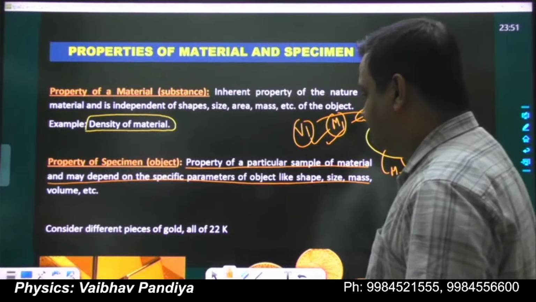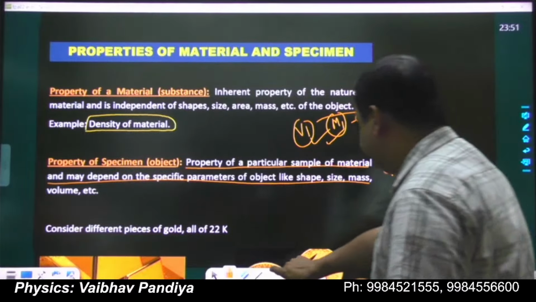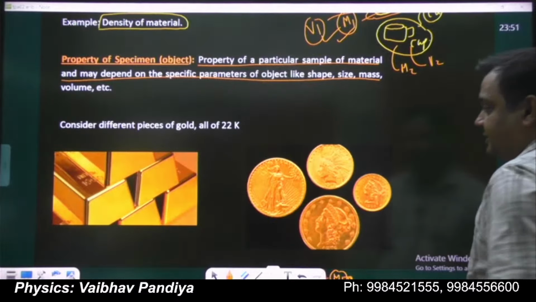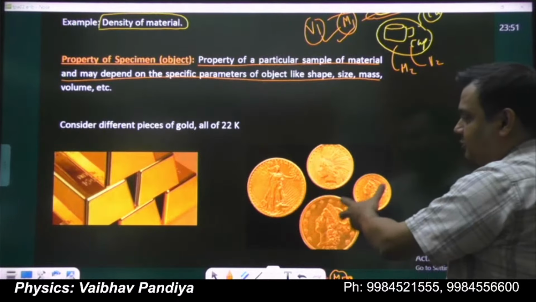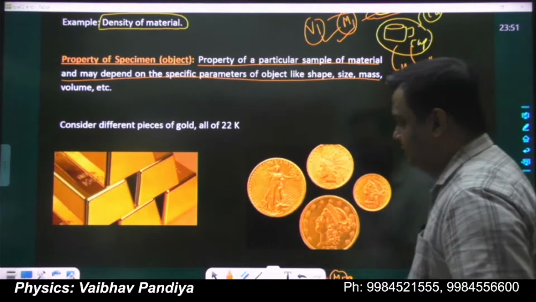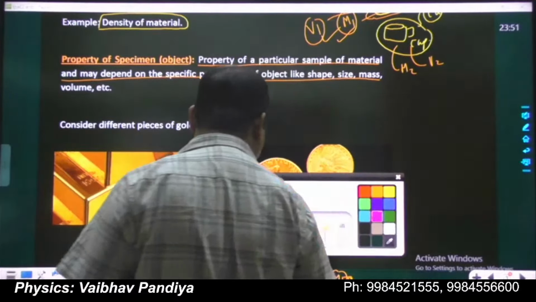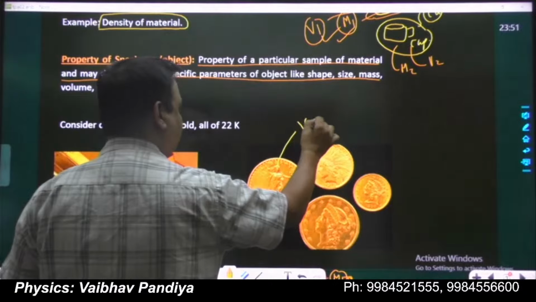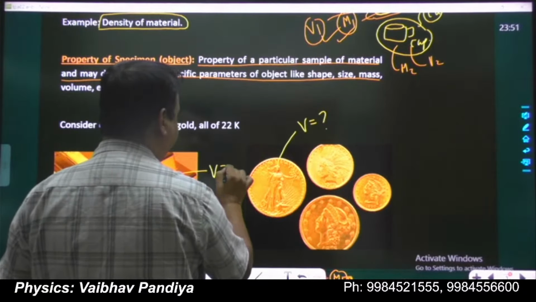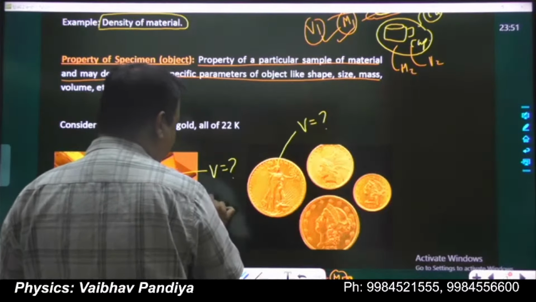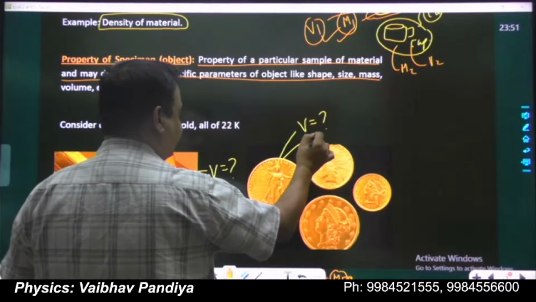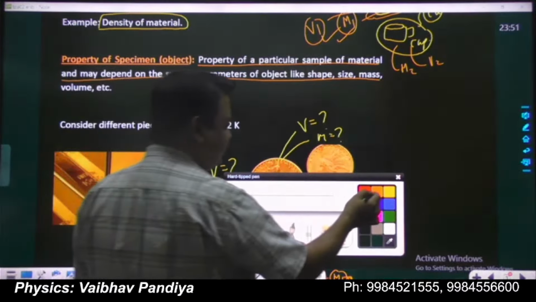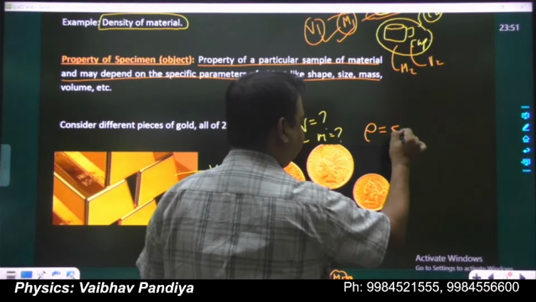Okay. Suppose we have different pieces of gold, all of 22 carat. Okay. Now, if you see, there are different coins of the gold, there are different biscuits of the gold. What do you think? Can I say, irrespective of knowing the volume, even if I don't know what is the volume of the coin, what is the volume of the biscuit, even if I don't know the masses, but still, can you say the density of each of the specimen or material will be same? Yes or no?